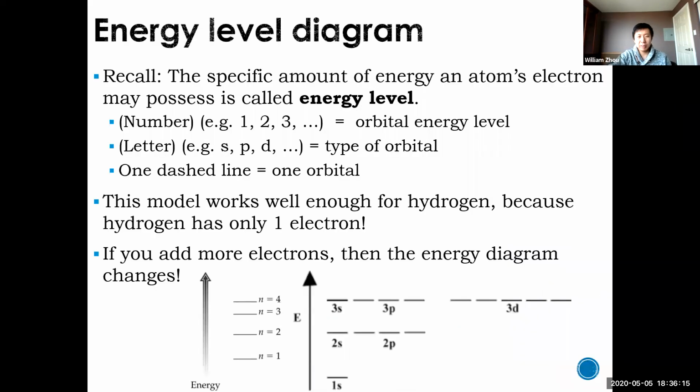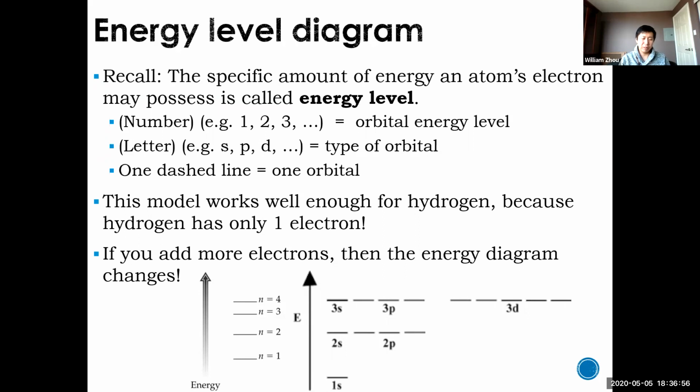All right, so the first thing we're going to do is just a review of energy diagrams. Just to remind you, the numbers that you see, 1, 2, 3, 4, those are the energy levels, so n. The letters that you see, s, p, d, f, those are the types of orbitals, so that's l. And in the diagram, a dash means one orbital. If you look at the diagram on the bottom, all of the dashed lines, the orbitals in the same energy level, they're perfectly level with each other. They're in the same row, okay? Meaning that they have the same energy.